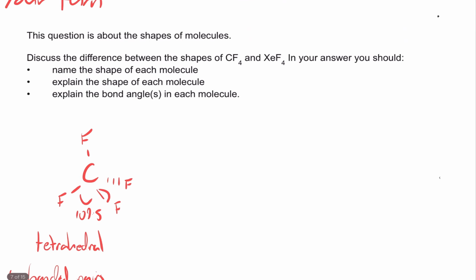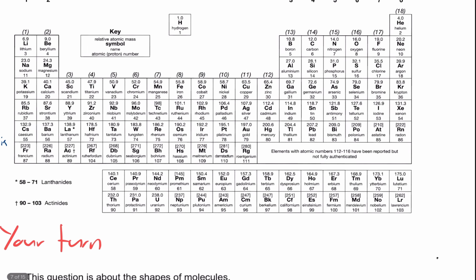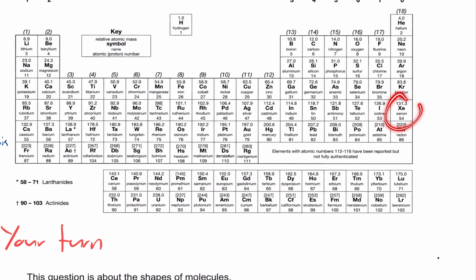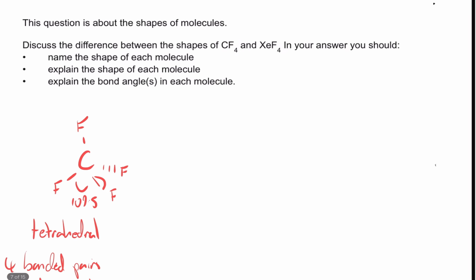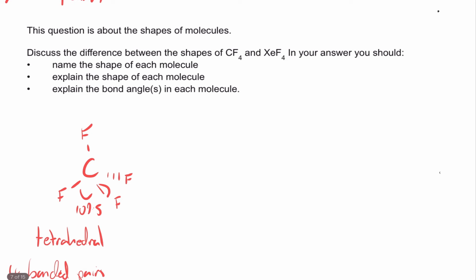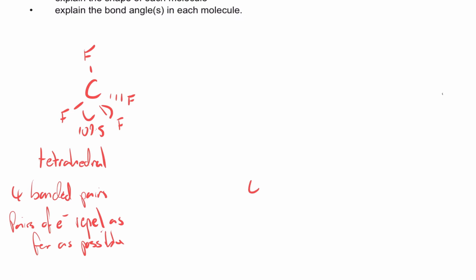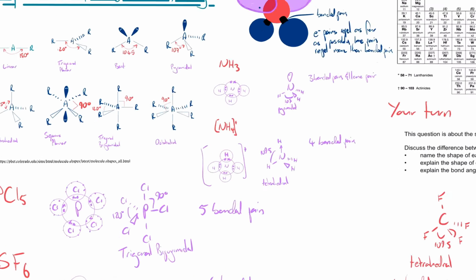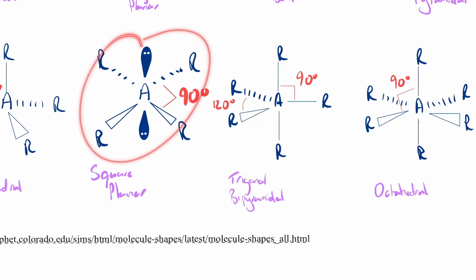With XeF4, again, remember, Xe is in period 3, so it can act a little bit funny, right? Xe is in group 0, so here it has 8 electrons in the outer shell. 4 of those electrons are going to be shared with fluorine. So here we're going to have 4 bonded pairs again, and 2 lone pairs. So what structure do we have there? We have this. We have our square planar.